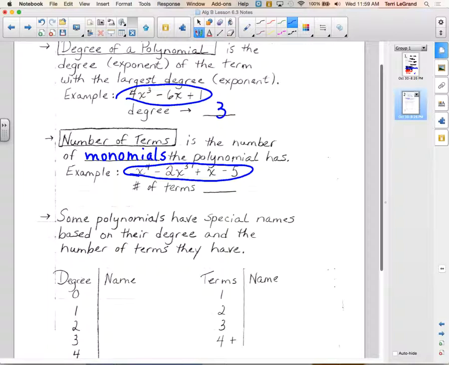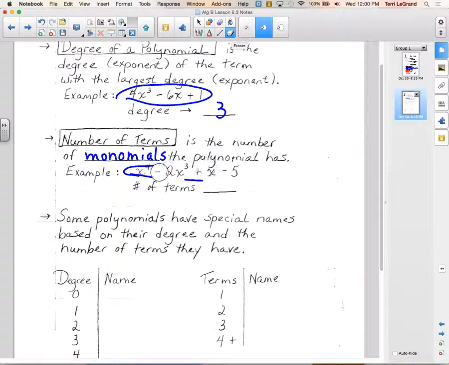Yes, it is. What's its leading coefficient? 1. What's its degree? 4. How many terms does it have? 4. It also has 4 terms. Number of terms: you count up how many monomials it is made up of.